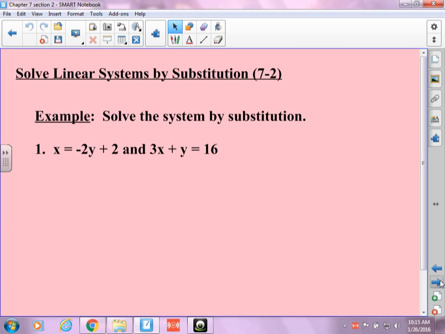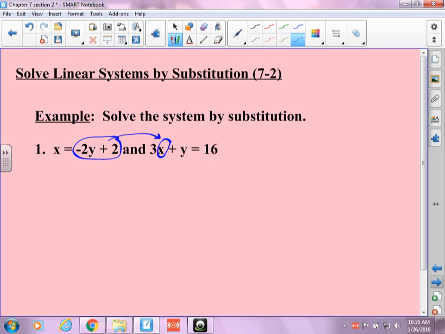First of all, you'll notice that the first equation says x equals. Do you see that? When you do your homework, I want to see this: circle what x equals. Sometimes it's an x equals, sometimes it's a y equals. So I'm circling x equals. Because it's an x equals, I want to circle the x in the next equation. So the x is Mrs. Medvick, and the negative 2y plus 2 is the substitute.